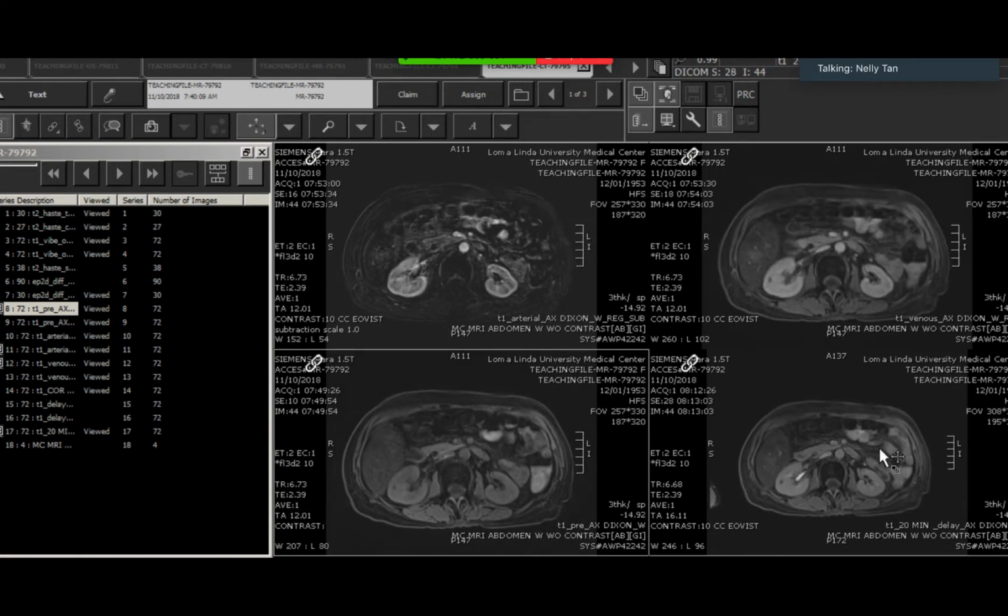So I said there's EOVIST uptake, which is kind of weird. Sorry, go ahead. Okay. Nice, okay. Neither could I, yeah.